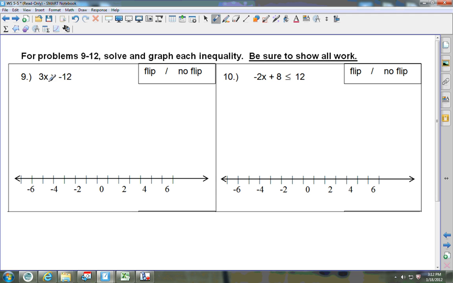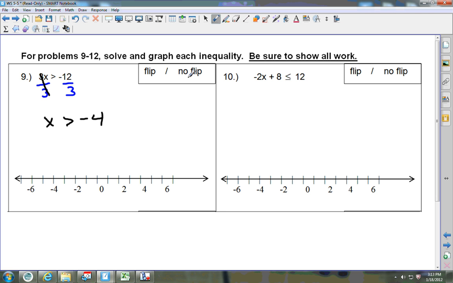In this case here, it's solving it like a regular equation. You treat it like an equal sign. I'm going to divide by 3. These cancel. I get x is greater than negative 4.